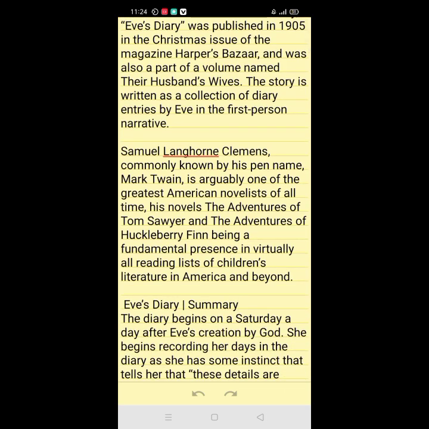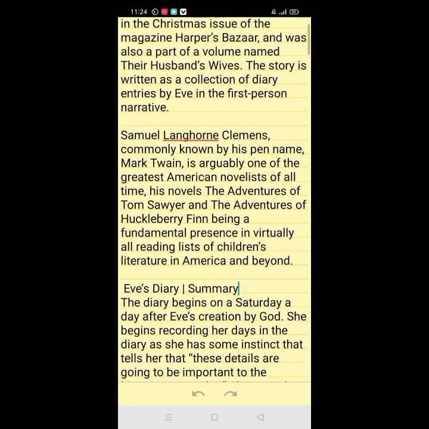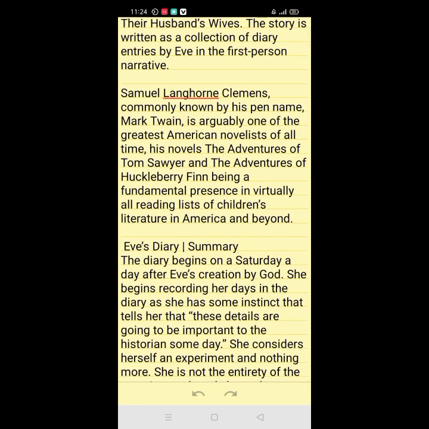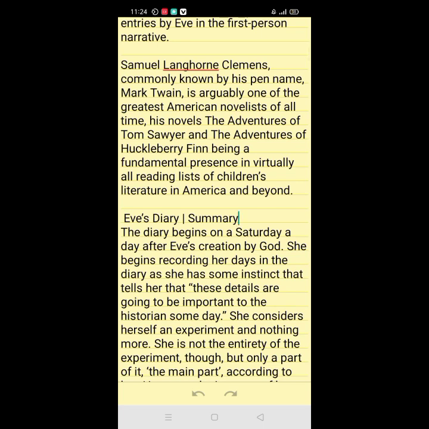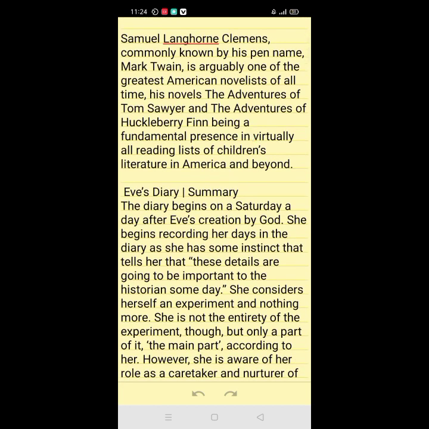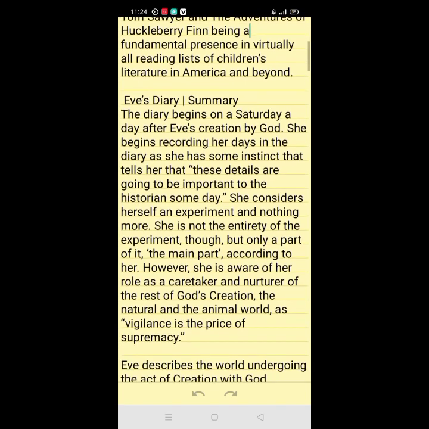So coming to the text, Samuel Langhorne Clemens is the original name of Mark Twain. Mark Twain is the pen name of Samuel Langhorne Clemens, commonly known by his pen name, arguably one of the greatest American novelists of all time. His other two novels, The Adventures of Tom Sawyer and The Adventures of Huckleberry Finn, are a fundamental presence in virtually all reading lists of children's literature in America and beyond.